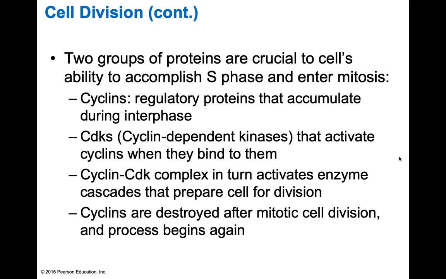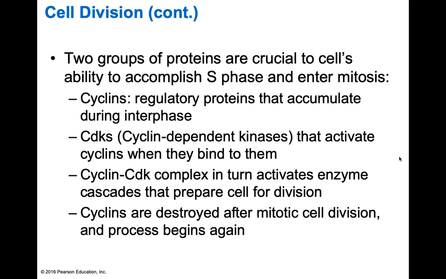We have different proteins that help us control when one stage of the cell cycle stops and another begins. So two groups of proteins are crucial to the cell's ability to accomplish the S phase and enter mitosis. Remember that the S phase is the synthetic phase, which is when we're going to double the DNA. Why? Because mitosis, T for two, we're making two cells. We need two sets of DNA.